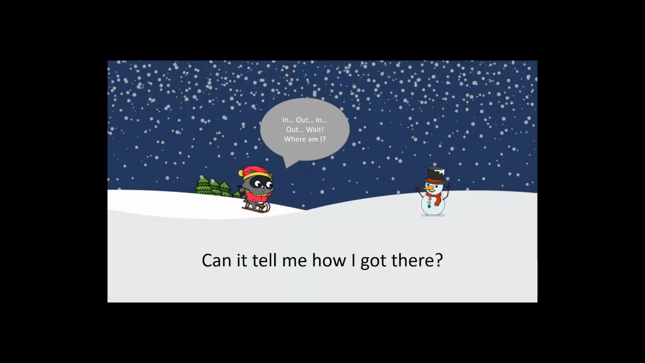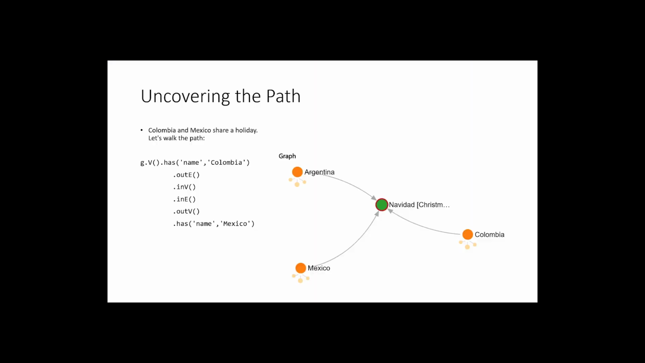Can it tell me how I got there? Yeah, Gremlin has ways of helping you out. So let's talk about Colombia and Mexico. They share the holiday Navidad. So we can walk the path. I'm going to bring up my laser pointer friend. And we're going to start with Colombia. So g.V().has('name','Colombia').